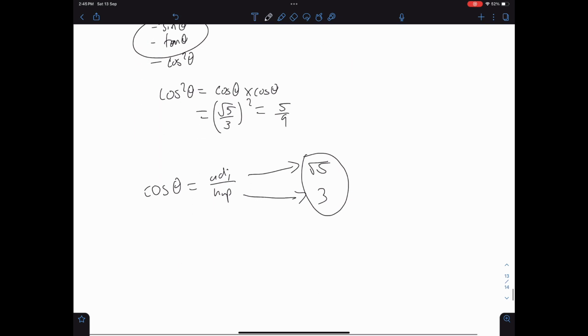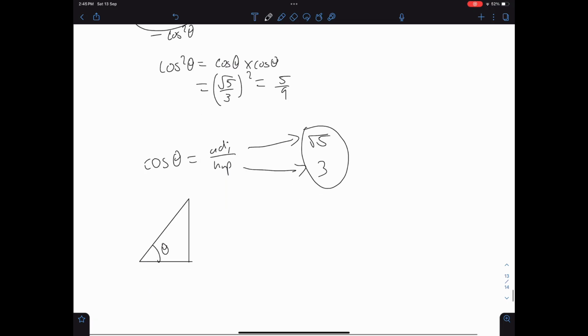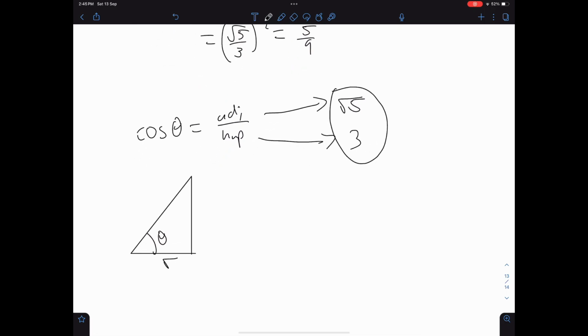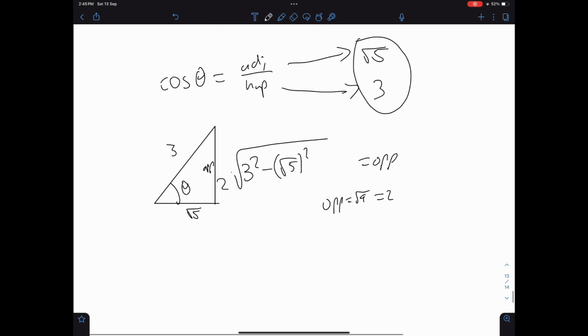So if we draw up our right-angled triangle, this is our theta, and this is root 5, and this is 3. We can use Pythagoras to get the opposite. So 9 minus 5 is 4. Opposite equals root 4, which is equal to 2. So then sine of theta, because it's opposite over hypotenuse, will be 2 over 3.